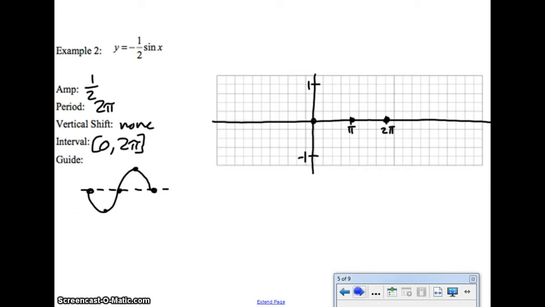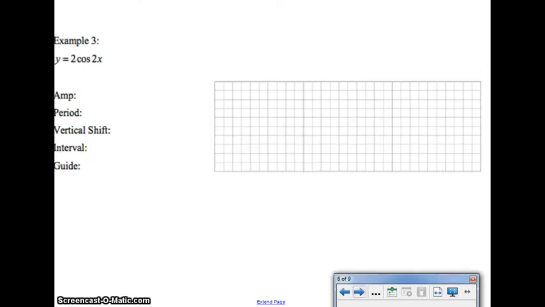All right, so sine I know is starting at 0, 0, ending at 2 pi, 0. Halfway in between I'm still at pi. Now my first half is going to go down first because of that negative, and it's going to go down to -1/2 because that's my amp. My second half is only going to go up 1/2. Now we would finish the pattern for the rest of the grid, and draw in our function. So notice our amplitude is a little smaller this time. It's only 1/2.